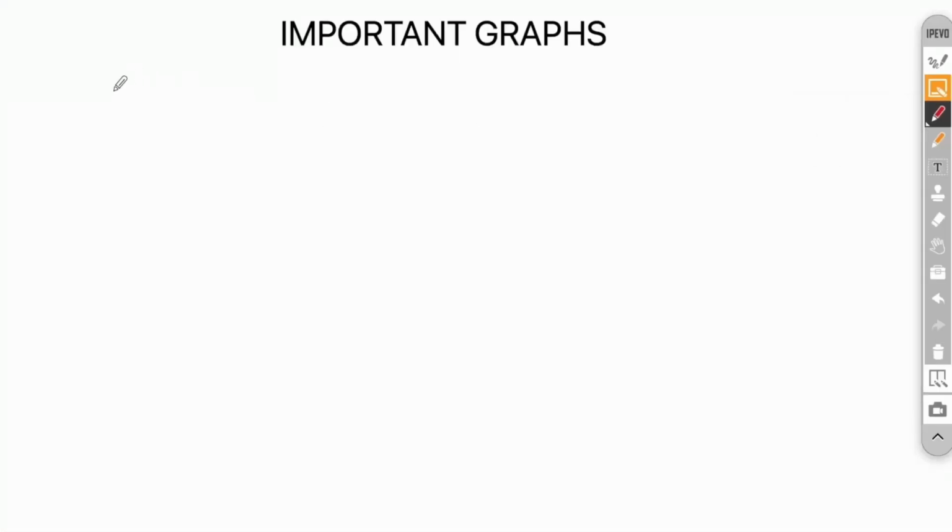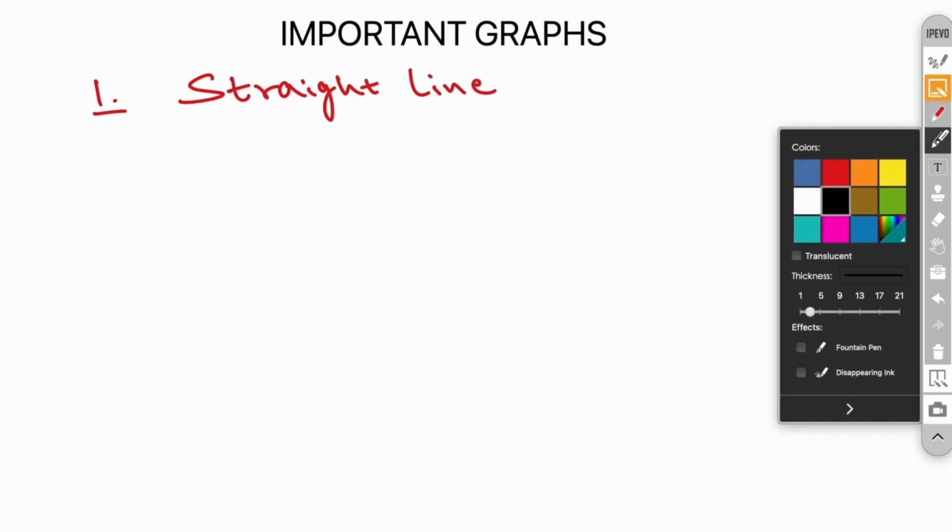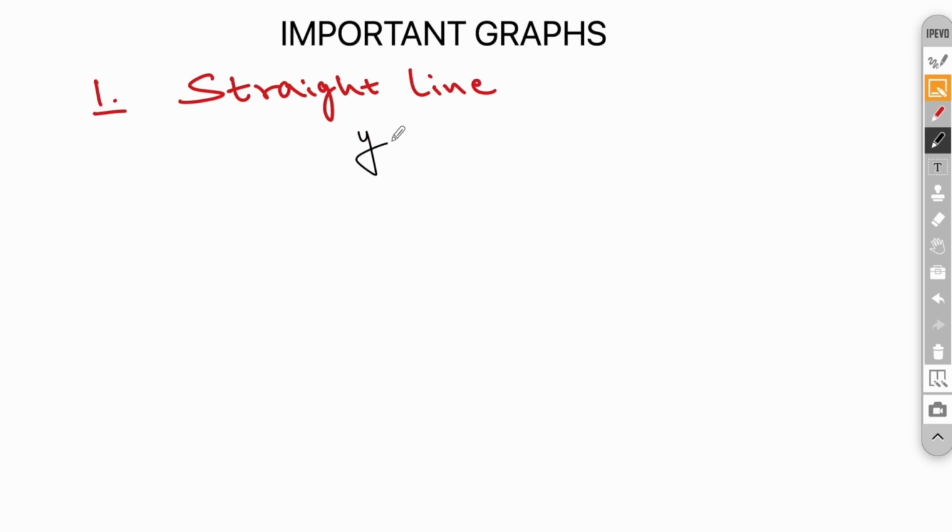Hello everyone, today we are going to discuss graphs of some important functions. First we'll talk about the graph of a straight line. You know what the equation of a straight line is? It is y is equal to mx plus c.